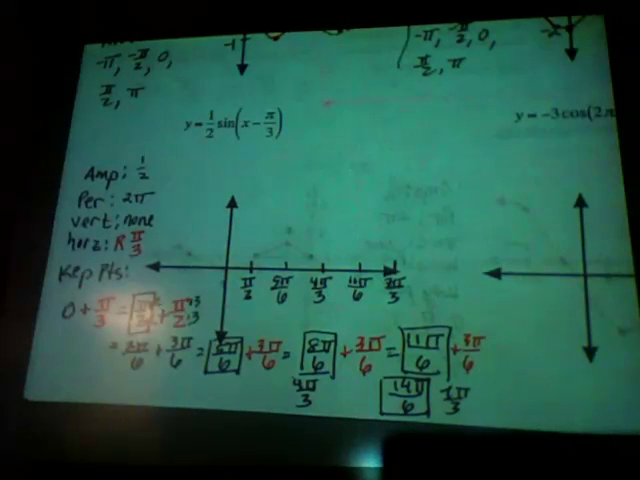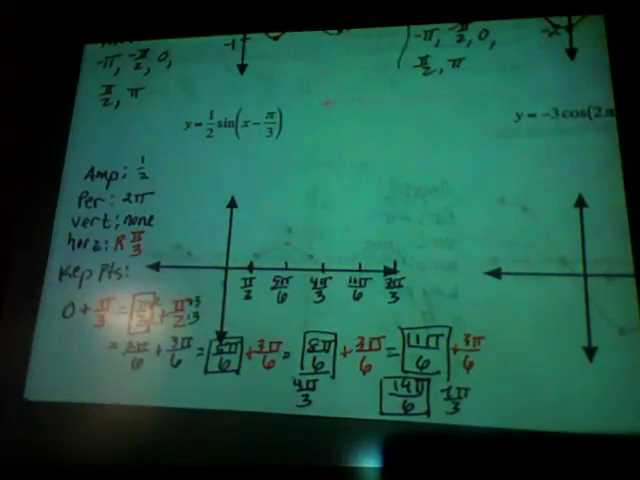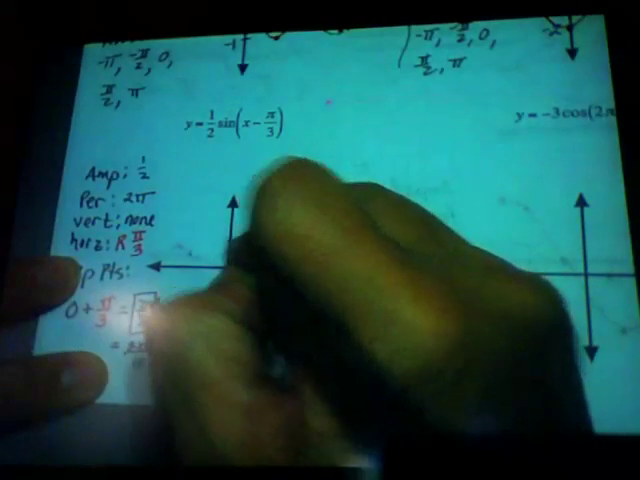So the only change I have is I've moved everything. So this original point here got moved right here. The only other thing I have to watch out for is my amplitude, right? So for sine, it starts at 0. Oh, and then I have to do my vertical, right? So here's 1, here's a half, here's -1.